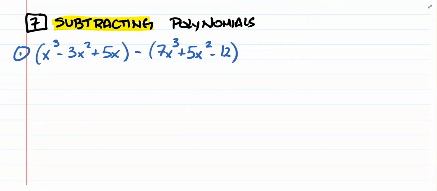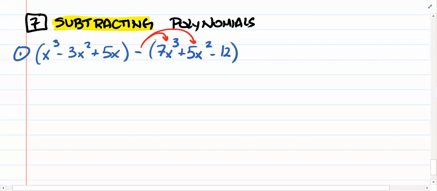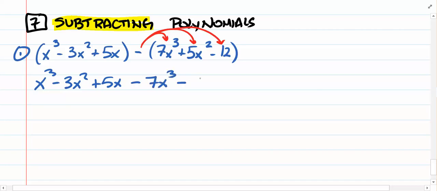Okay, last box, box number 7. Subtracting polynomials, all you have to be careful of is to distribute your minus sign to every single term that's after that minus sign. So as an example, here's what we're going to have. We're going to have x to the 3rd minus 3x squared plus 5x minus 7x to the 3rd minus 5x squared plus 12.